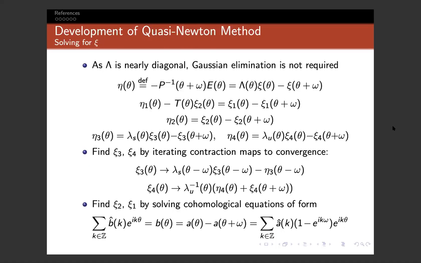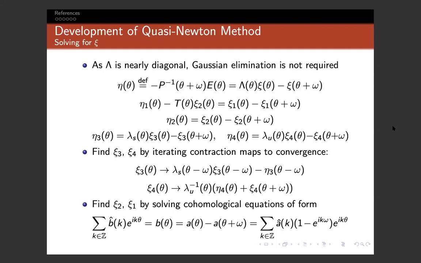And then, since of course lambda is almost diagonal, Gaussian elimination is not required. In fact, if you just define this eta of theta as being negative P inverse of theta plus omega times E, you get these equations here for xi1, xi2, xi3, and xi4. And you can see that the equations for xi3, xi4, and xi2 are entirely decoupled from each other. And the equation for xi1 only involves xi2, and xi2 can be solved separately, plugged into the equation for xi1, and then you solve xi1 independently. So no Gaussian elimination required.